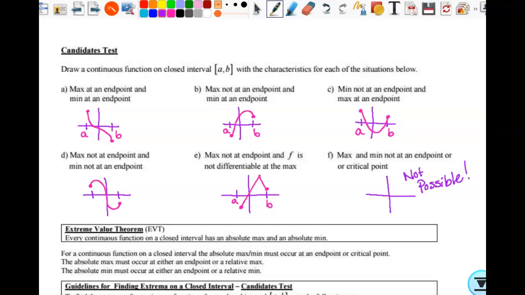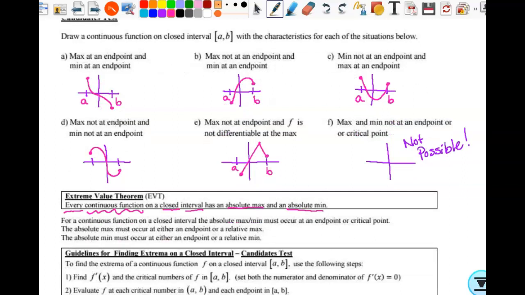Okay, this is called the extreme value theorem. So we had the intermediate value theorem, the mean value theorem, and now we have the extreme value theorem. So IVT, MVT, EVT. So EVT, extreme value theorem, says every continuous function on a closed interval has an absolute max and an absolute min. Oops. On that closed interval. I didn't mean to mark it out.